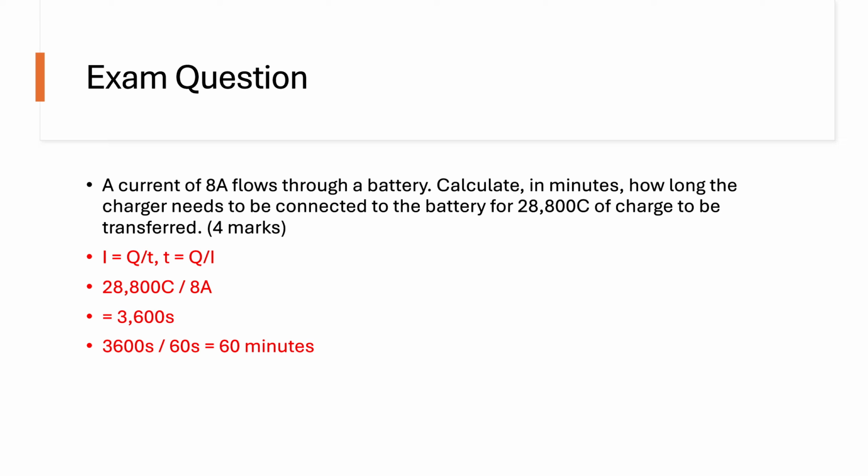Another sort of exam question we've got here. A current of 8 amps flows through a battery. Calculate in minutes how long the charger needs to be connected to the battery for 28,800 coulombs of charge to be transferred. So basically here we've got I equals Q over T. That can be rearranged to T equals Q over I. So then I do 28,800 divided by 8. I get 3,600 seconds. Remember, it has to be converted to minutes. So then to convert from seconds to minutes, I'm dividing by 60. That gives me 60 minutes. So that's how that works.